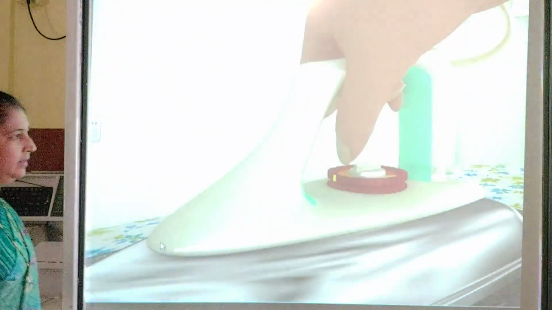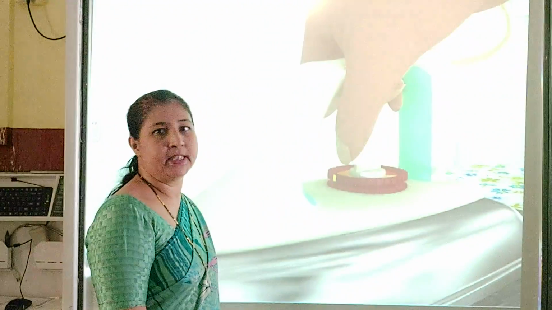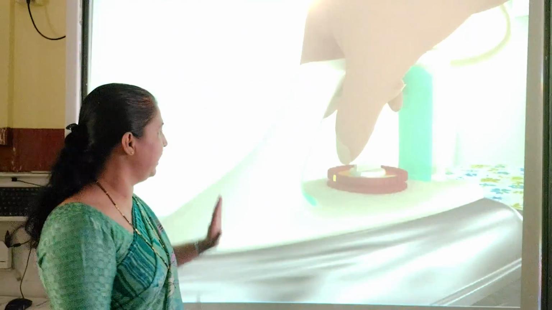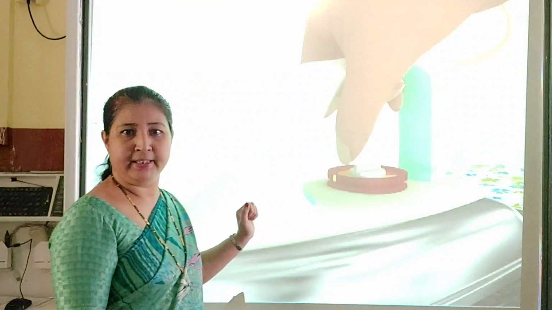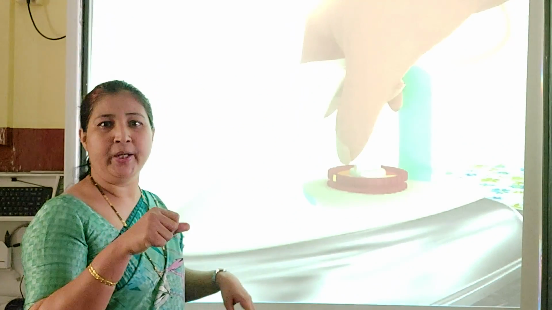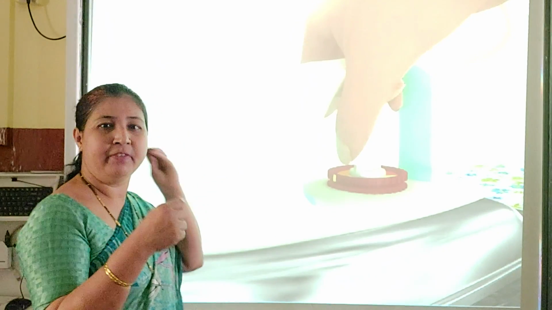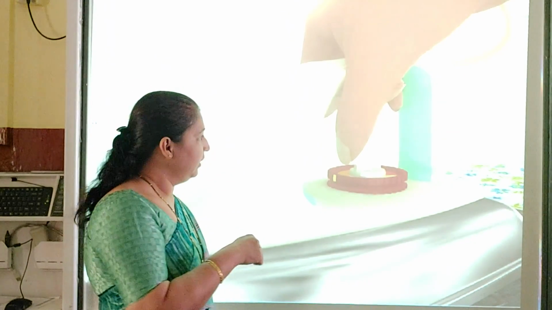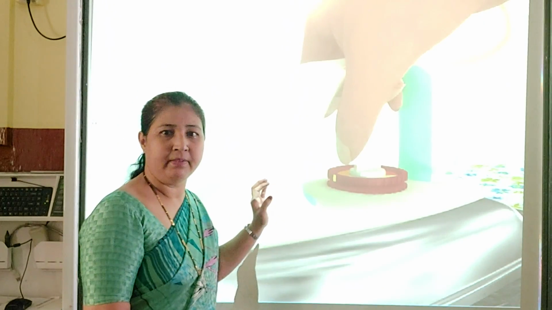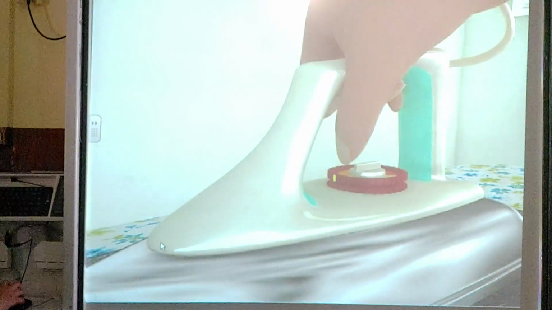So here are examples of insulators. What is an insulator? Something which will not allow heat to pass through it. Iron you have seen, we iron clothes, isn't it? The lower part is hot and where you hold it is not hot, it is covered with rubber. That is an insulator, which will not allow the heat to pass through it.